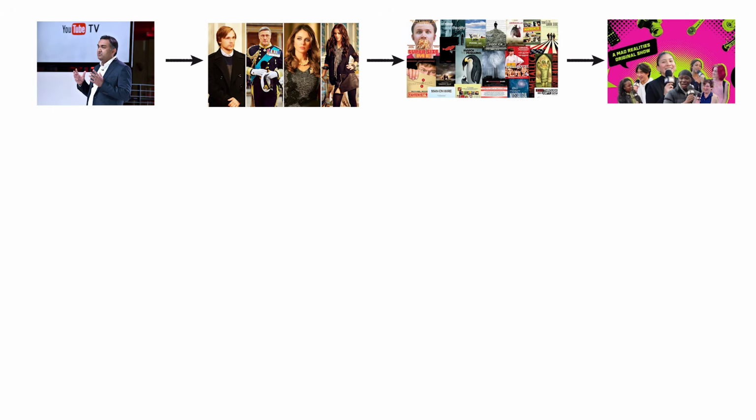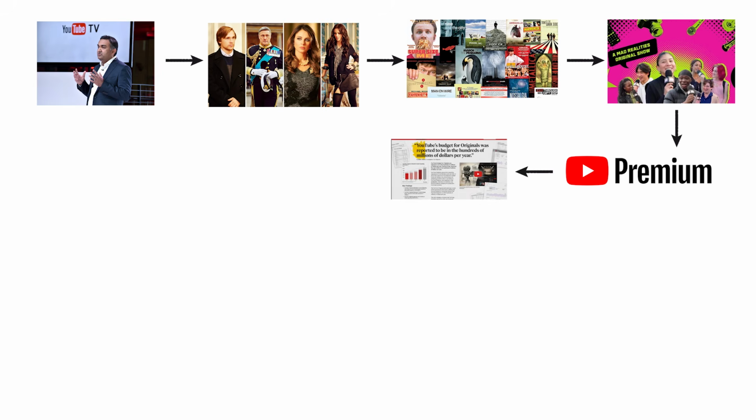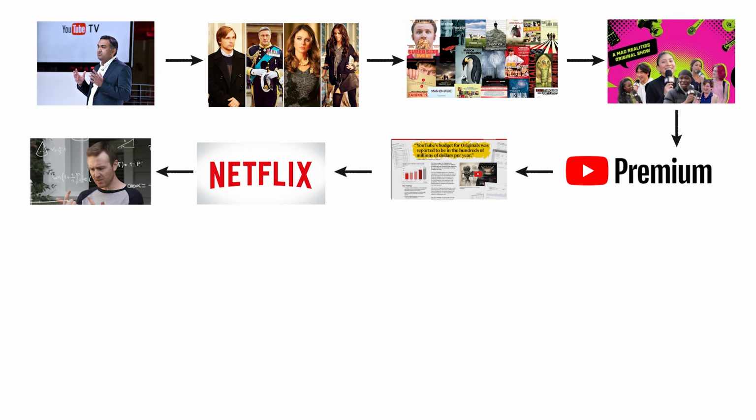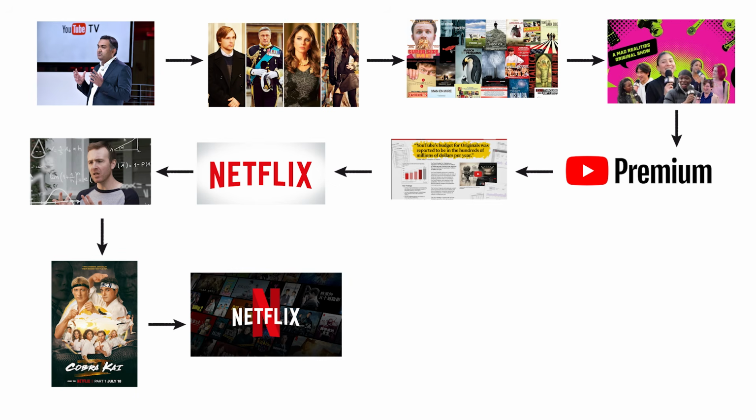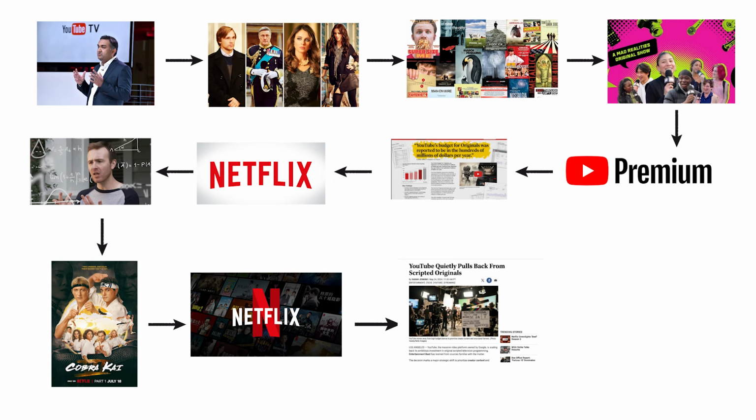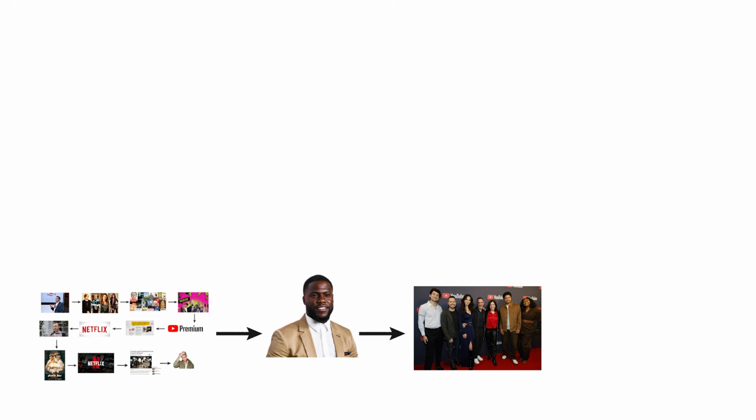YouTube Originals. In 2016, YouTube launched its original content program, scripted series, documentaries, and creator-driven shows available exclusively through YouTube Premium. YouTube's budget for originals was reported to be in the hundreds of millions of dollars per year, far smaller than Netflix's spending, which made it difficult to compete on quality scripted programming. The catalog included Cobra Kai, which later moved to Netflix when YouTube stepped back from scripted content in 2018, as well as documentaries featuring Justin Bieber, Kevin Hart, and major creators.